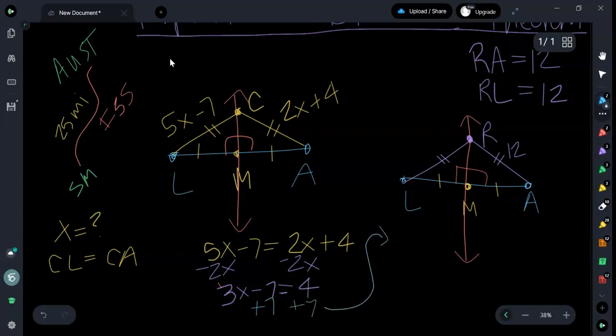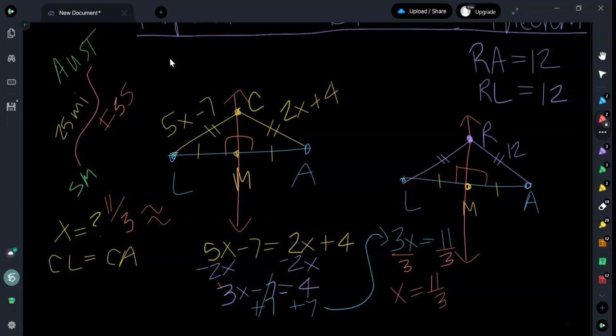And I'll come up over here because we're running out of room. So the 3x came down. That minus 7 and plus 7 cancel, and that gives me 11. So then I'm going to divide both sides by 3. So x equals 11/3, which is a very ugly number, which if I actually did that in the calculator, I get about 3.7, something like that. Okay? So then the question is, well, how would I find CL and CA?